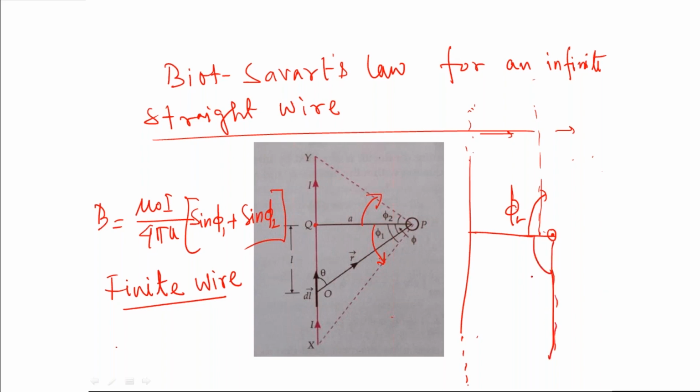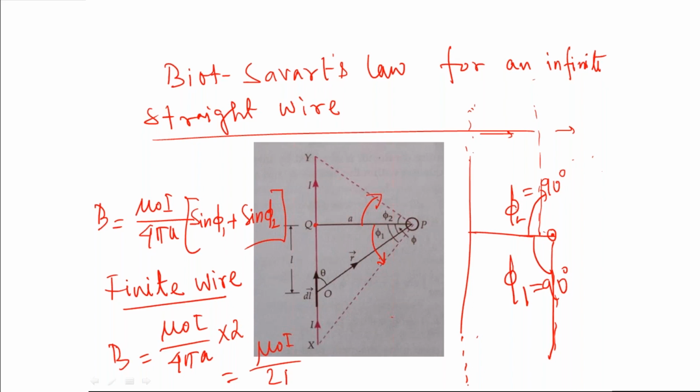So phi 1 and phi 2 if the wire is infinite. Then what we get is mu 0 I by 4 pi a, times 2, sine 90 plus sine 90, 1 plus 1 is 2. So what you get is mu 0 I by 2 pi a. This is the magnetic field near the middle point of the wire, if you want to calculate the magnetic field for an infinite wire.